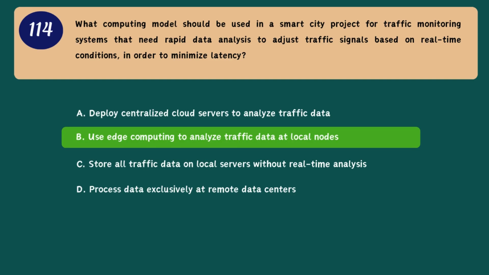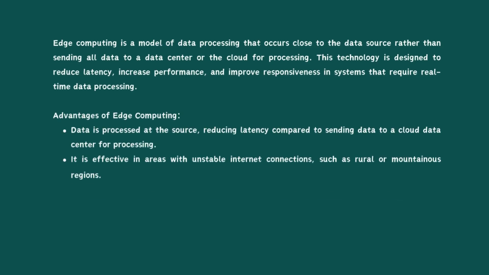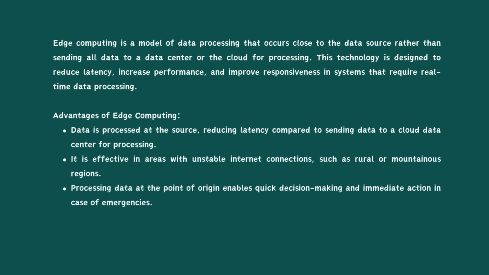Correct answer. B. Use edge computing to analyze traffic data at local nodes. Edge computing is a model of data processing that occurs close to the data source, rather than sending all data to a data center or the cloud for processing. This technology is designed to reduce latency, increase performance, and improve responsiveness in systems that require real-time data processing. Advantages of edge computing: Data is processed at the source, reducing latency compared to sending data to a cloud data center for processing. It is effective in areas with unstable internet connections, such as rural or mountainous regions. Processing data at the point of origin enables quick decision-making and immediate action in case of emergencies.